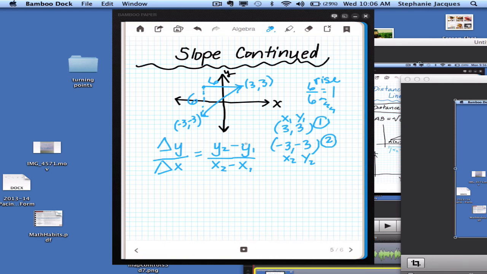Now I'm going to plug my numbers in to find the differences of my y-coordinates on top. My second y is negative 3, so I put negative 3. Then my formula says I'm subtracting, so I put my subtraction sign, and then I go to my y1. What's my y1? Oh, it's 3. Now I'm going to put it over the change in my x-coordinates. I start with my second x because that's the order I went in with my y's: second x minus first x.